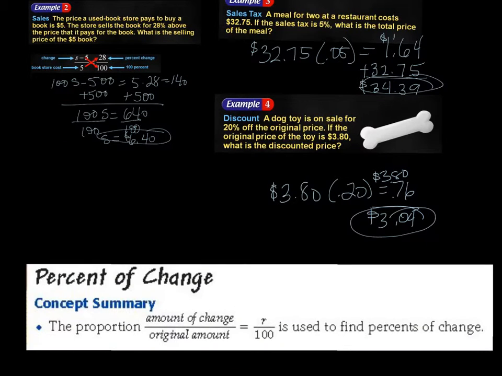The proportion amount of change divided by original amount is R over 100 is used to find percents of change. That was our big idea.